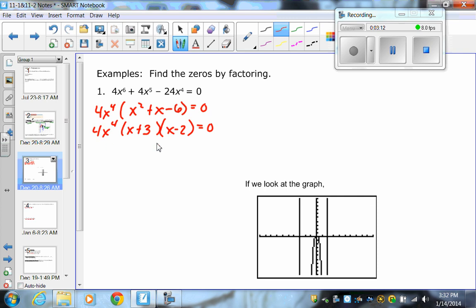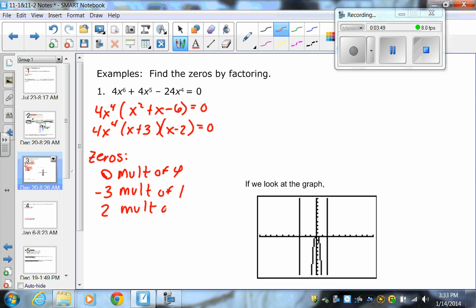So if I look at this, I can see that I'm going to have a 0. If you set this equal to 0, you're just going to get x equals 0. So we have a 0 of 0, but the multiplicity is 4 because the degree there is 4. X plus 3 equals 0 tells me that x equals negative 3 with a multiplicity of 1. And x minus 2 equals 0 tells me that 2 is a 0 with a multiplicity of 1.